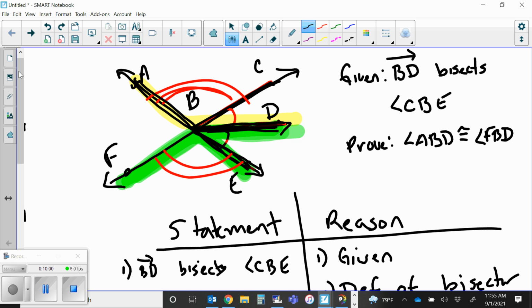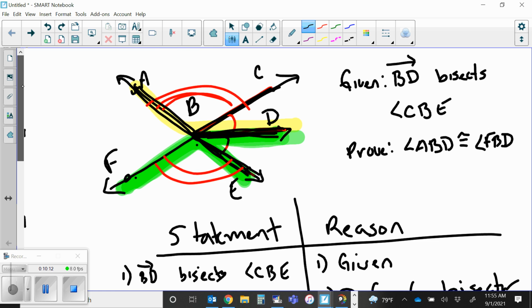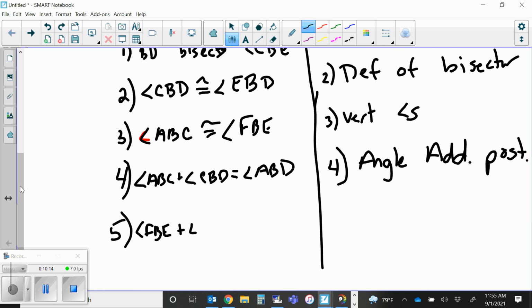Go, Hunter, what were you going to say? FBE, good. Angle FBE plus angle EBD is equal to angle what? FBD. And what's the reason we can say that? What is it again? Come on. Everyone should say this one. Why can we say that? Good. Angle addition postulate.